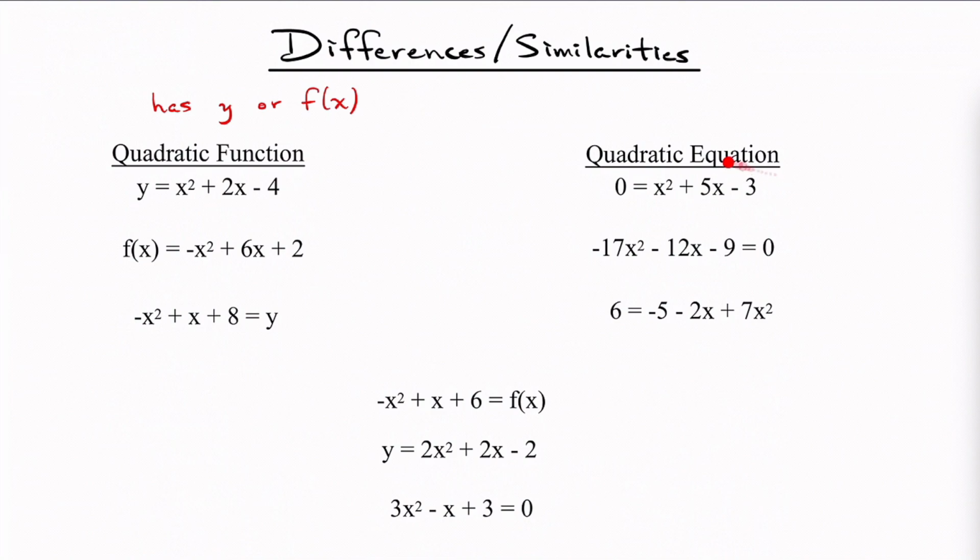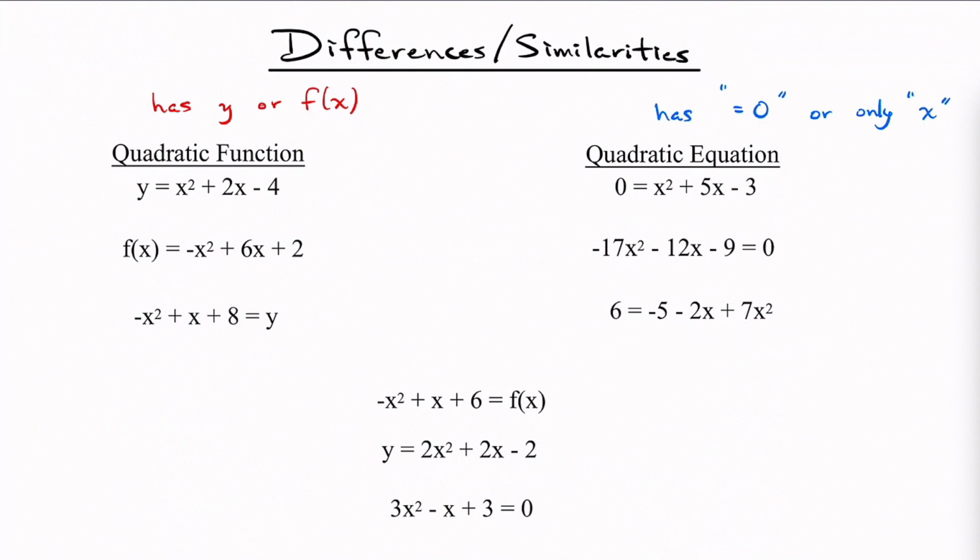Now if we look at the quadratic equations over here, you can see that all of these only have x's. There's no y's, there's no f of x, so there's only one variable in these. So again, quadratic functions are going to have a y or an f of x, and quadratic equations are going to have an equals 0 or only x's. Those are going to mean the same thing. So this one has equals 0, and this one only has x's.